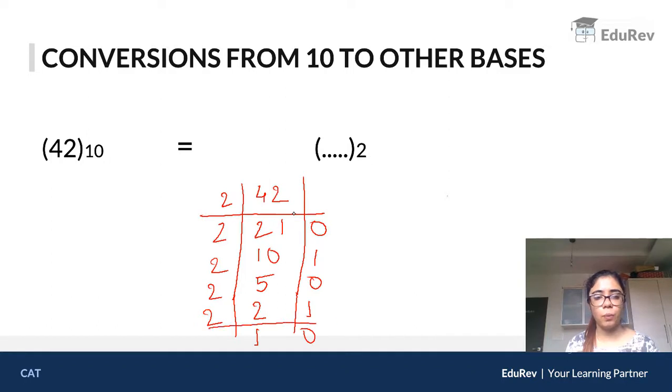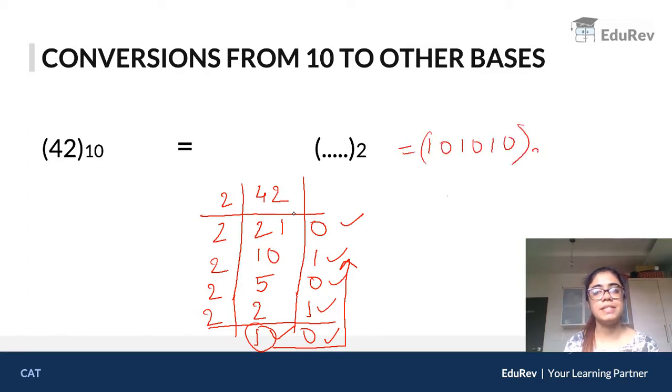Remainder 0. Again you will start from here and you will move in this direction. So your value is 1 0 1 0 1 0. So 42 to the base 10 is 1 0 1 0 1 0 to the base 2. So this is how you can convert a decimal number to a binary number.